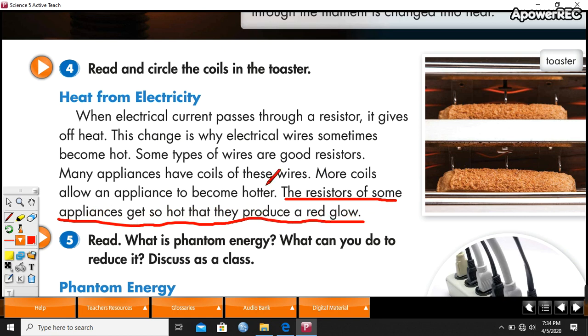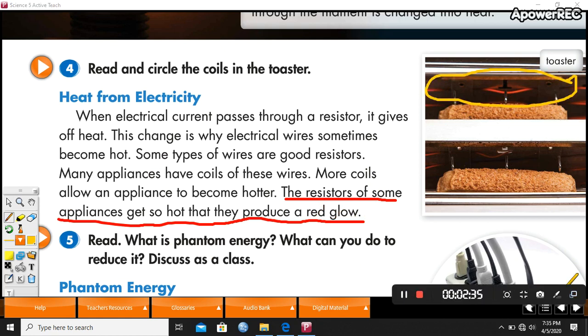So look at the picture, the picture of the toaster. Which one do you think is the coils? Of course, the one that has the red glow. This is the keyword, red glow. The coils, because it is so hot, will produce a red glow. So circle here and change the color. Yeah, so this is the coils. Circle the coils. This one.